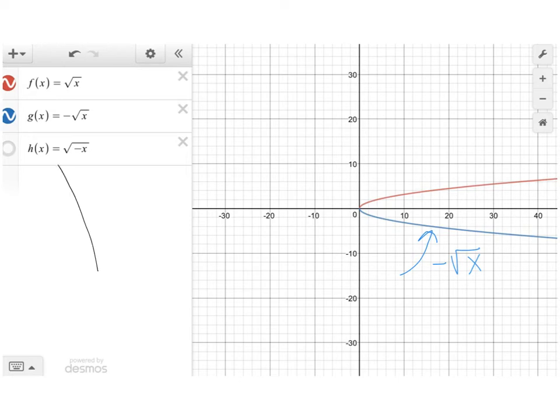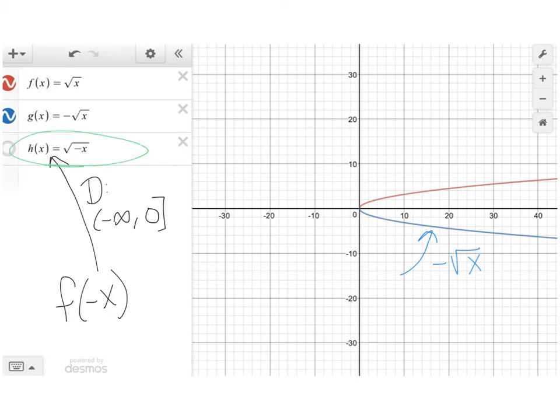Now, what if I did the opposite? What if I did f of negative x? And we just talked about this is going to be a reflection across the y-axis. So f of negative x is the square root of negative x. And so the first thing you might think of is I can't do that. I can't have a negative in the square root. But think about what the domain of this function is. In order for this to be allowed, x has to be negative. So the domain of this function, this third one we're going to graph in just a second, is negative infinity to 0.